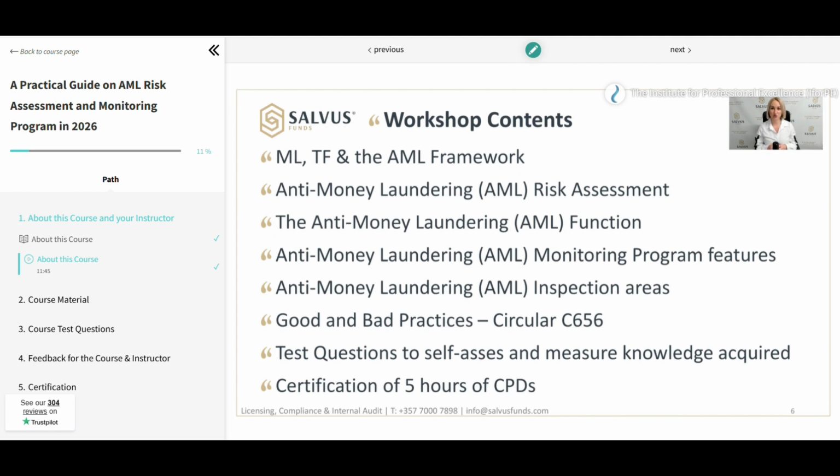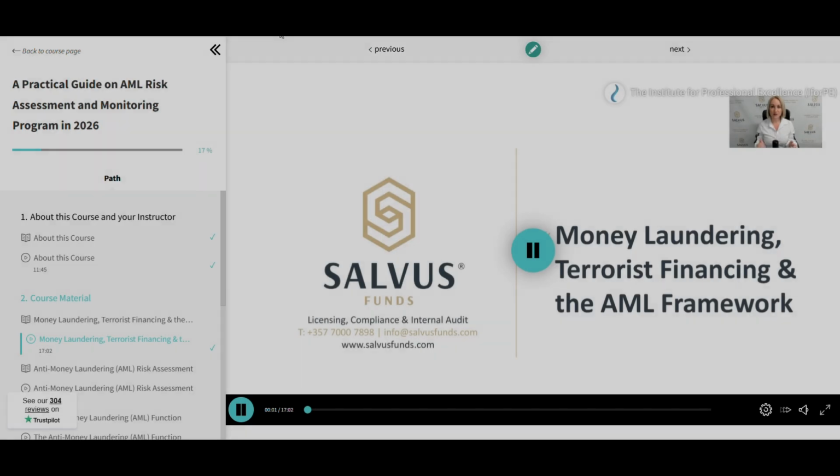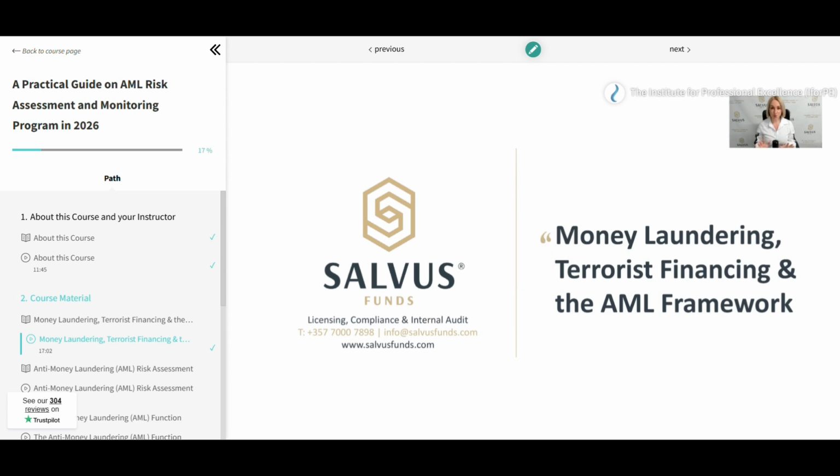Now that the overall structure is clear, let's take a moment to see how the learning platform supports your experience throughout the course. Welcome to this section of the course, Money Laundering, Terrorist Financing, and the AML Framework. This section is important because before we can properly understand AML risk assessment and AML monitoring programs, we first need to understand the core concepts and the regulatory environment behind them. Let's begin by looking at the topics that will be covered in this section.